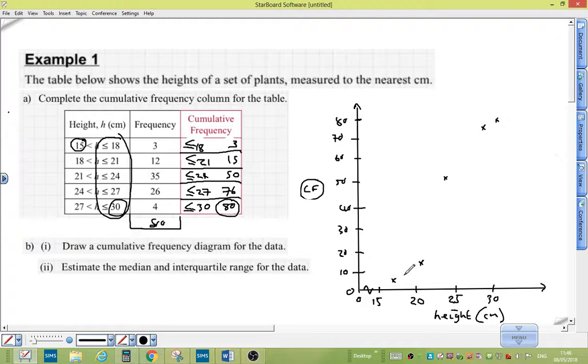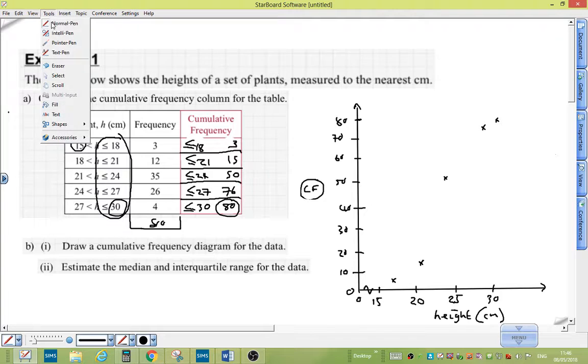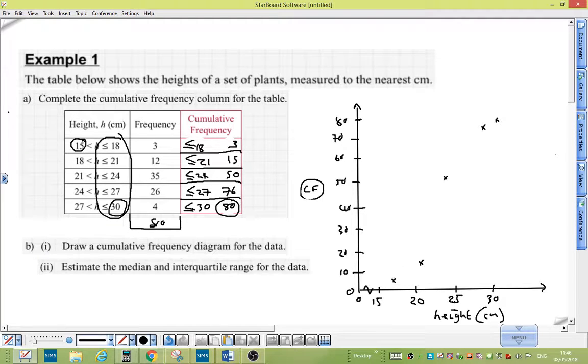Now you can do it with a smooth curve, but there's nothing stopping us doing it with a straight line. So connecting it with straight lines like such, and there you have your stretched out S.